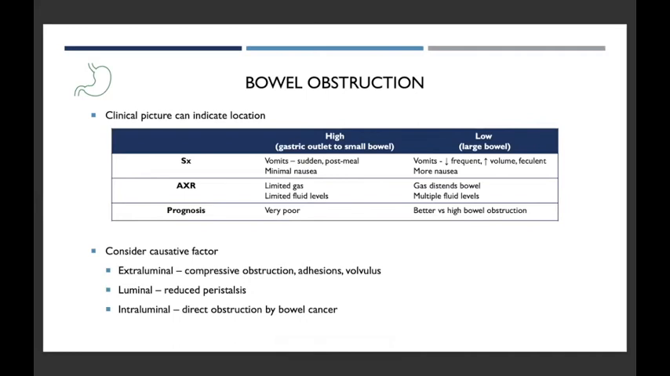Try and consider what's actually causing it once again. So is this obstruction caused by something outside of the bowel pressing onto it, such as a tumor obstructing or pressing down, or adhesions between the bowel? Is it within the bowel wall itself, so the bowel's not really moving, so it's peristalsis? Or is it within the lumen of the bowel, such as a colon cancer actually growing within, obstructing flow through the bowel?